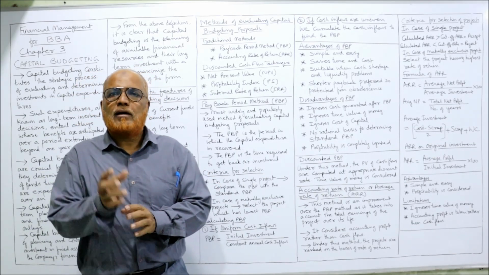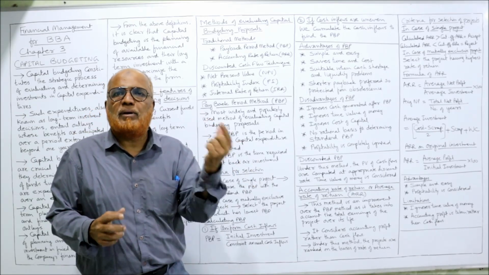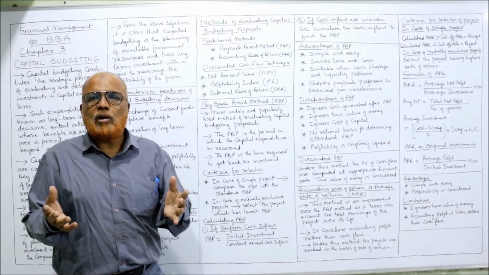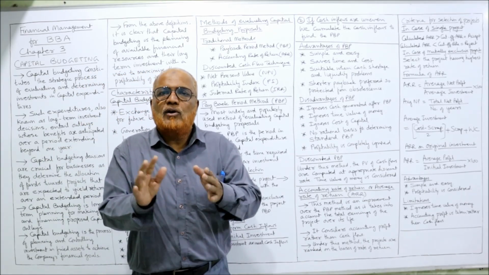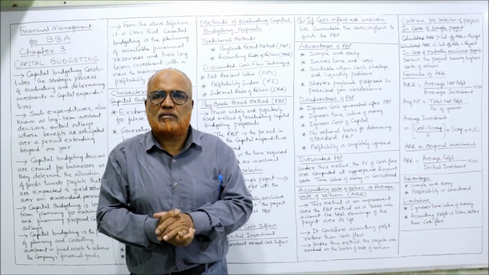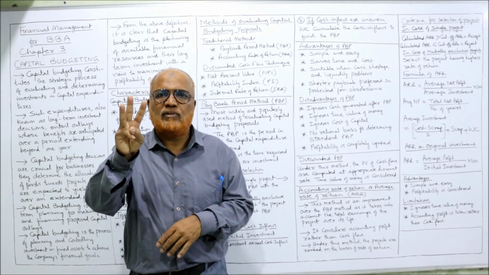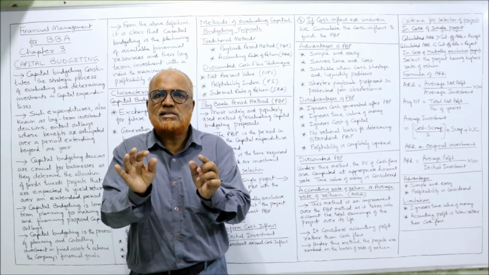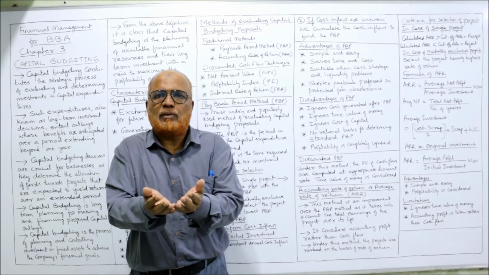Simple way: compare the PBP of the project with the standard PBP given by the management. Normally, the management will give a standard PBP. The management will declare that we will not accept any project whose PBP is more than 3 years. We want to get back our money within 3 years. Now, this is the standard PBP given by the management. Now, we calculate the actual PBP of the project.